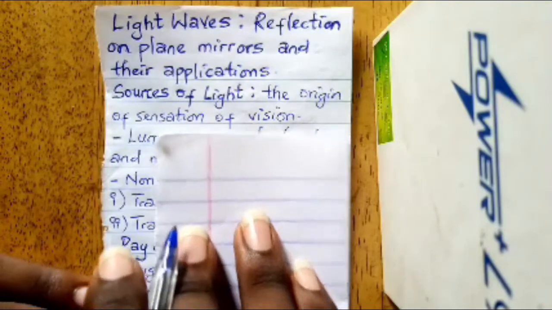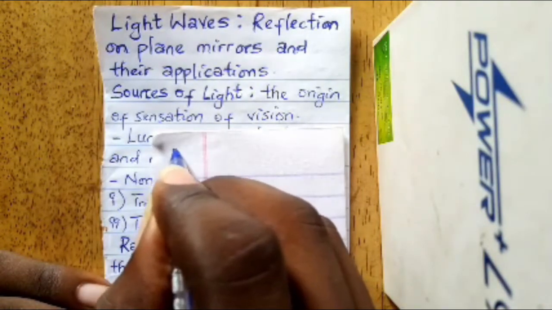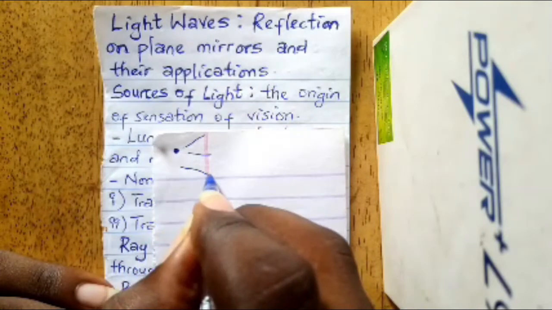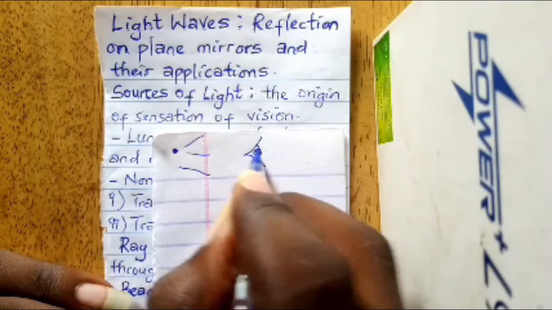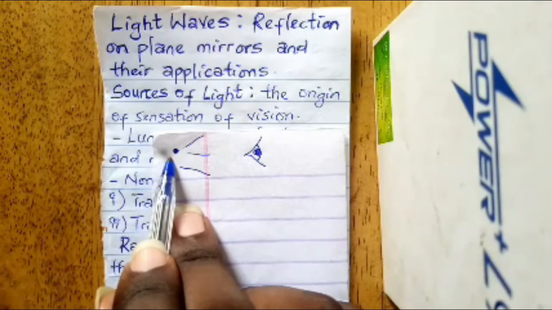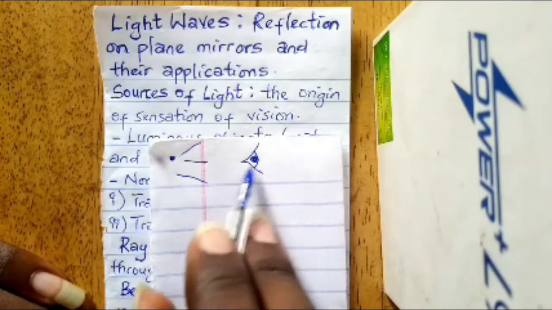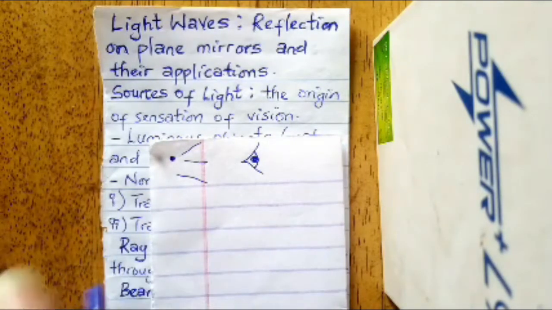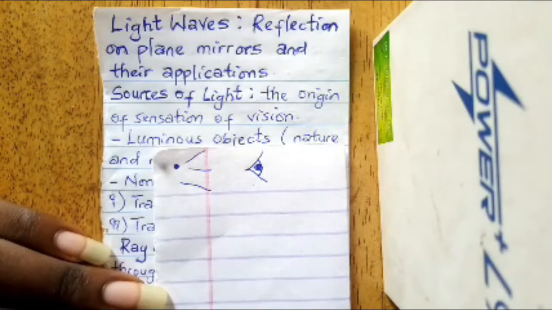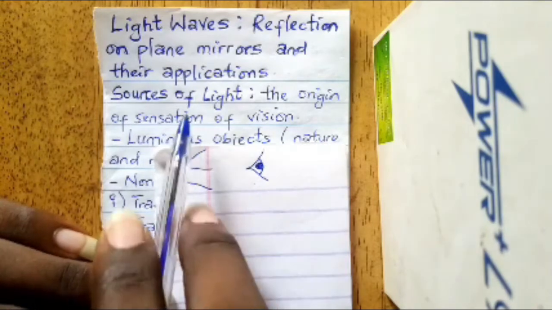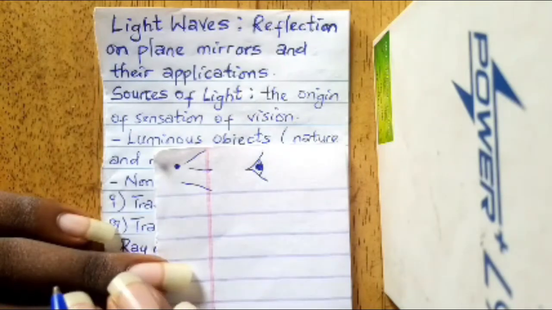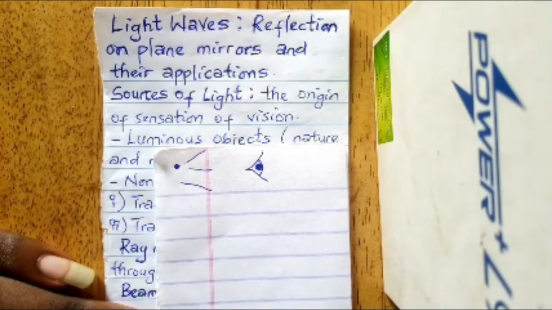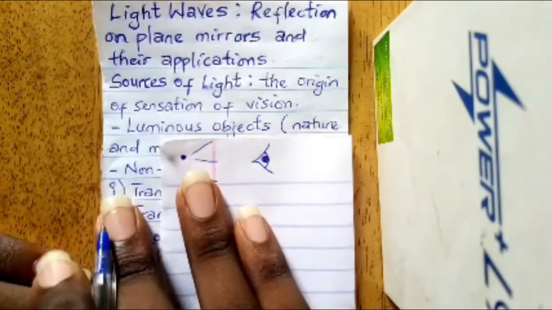Now, light emanates from a particular source and spreads out before we can see with our human eyes. So light is the source of the perception of vision. It says here that the origin of sensation of vision is a source of light. So a light ray is produced from a particular source, and we have various sources of light.